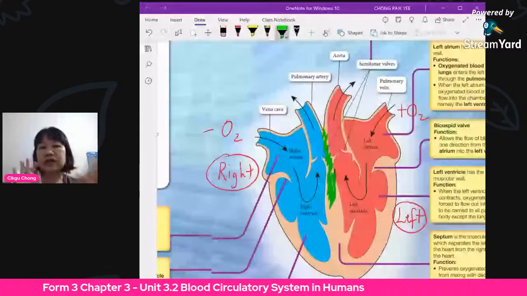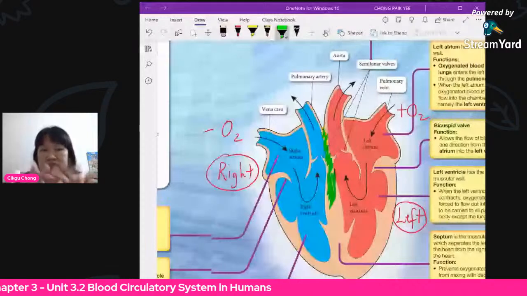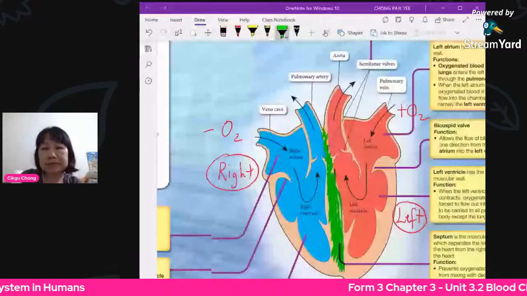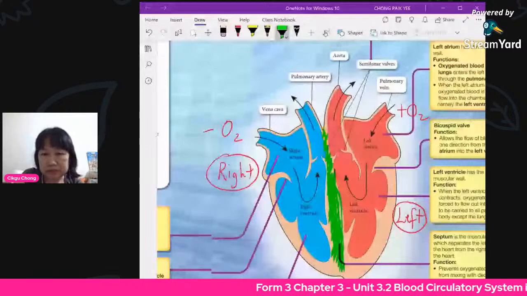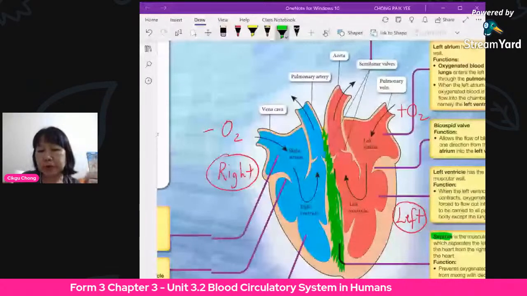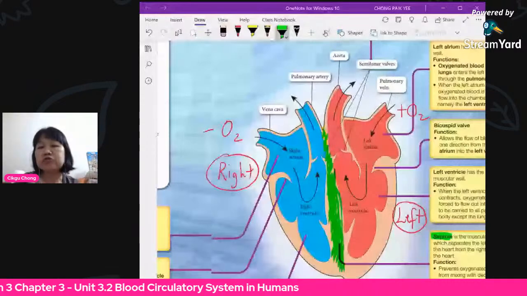Okay, it's muscle. The whole heart is made of muscle. So this middle part is called septum. Now see this word? Septum. Septum is the muscular wall which separates the left side of the heart from the right side of the heart. Now, why do we need the septum?